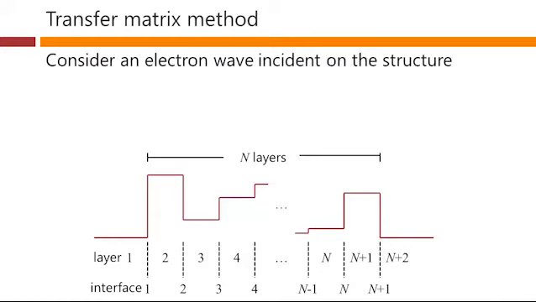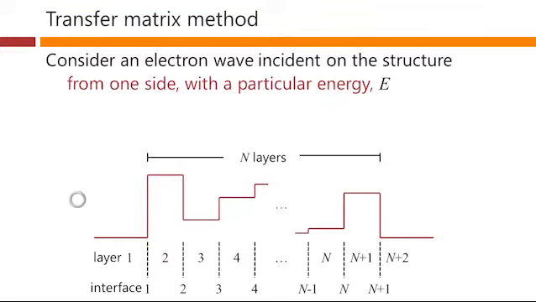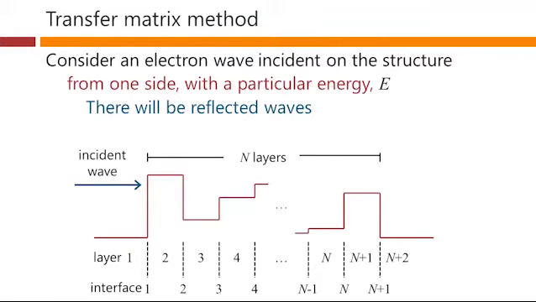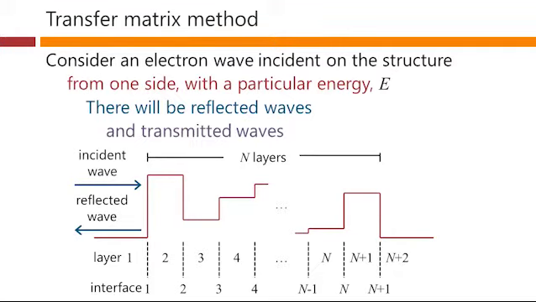So we're going to consider an electron wave incident on a structure like this from one side, the left here, with a particular energy E. So here's our incident wave, we imagine. There will be reflected waves, and there will be transmitted waves.